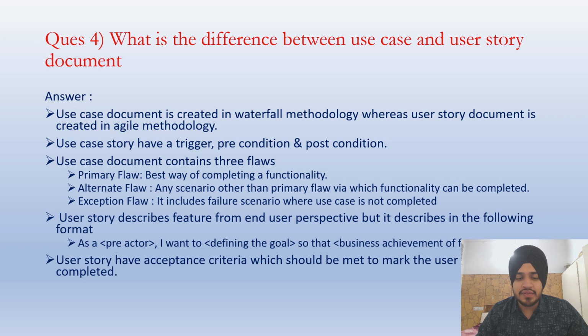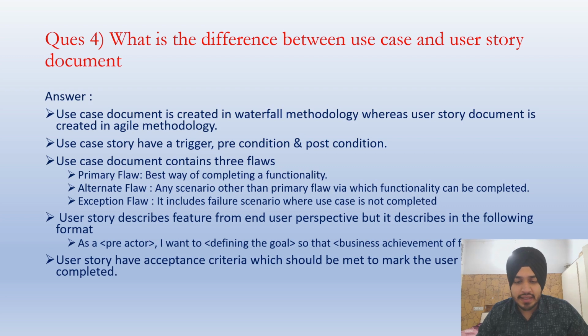Whereas the user story describes a feature from the end user perspective, in the following format. There is a particular format in user story document, that is, as a particular actor, I want to do something, and you just mention the goal for that, what the actor wanted to do, so that there is a business achievement of the feature. So in this format, we need to write the user story, whereas there is no particular format for use case, but it contains all these three things: primary flow, alternate flow, and exception flow.